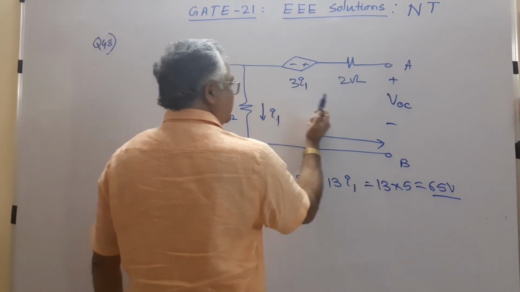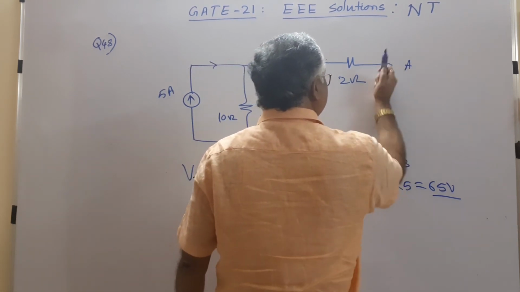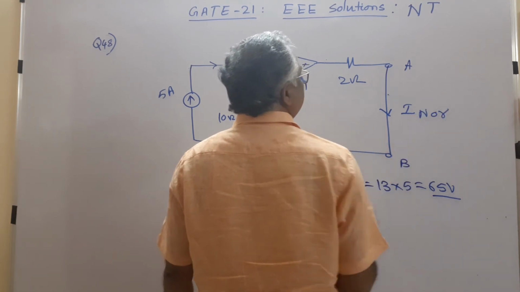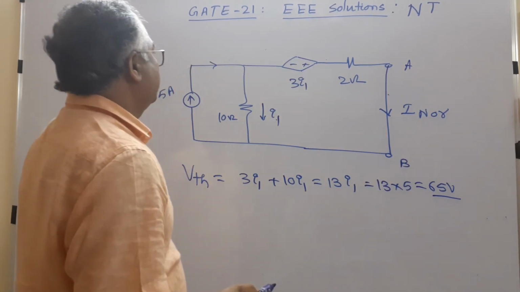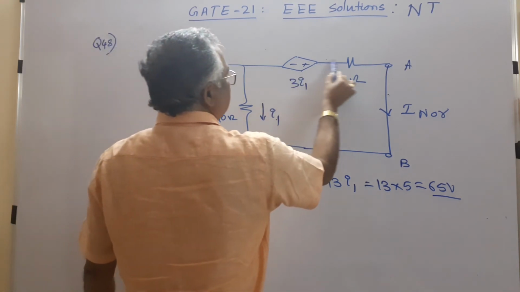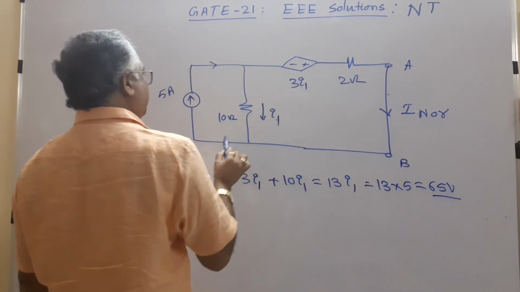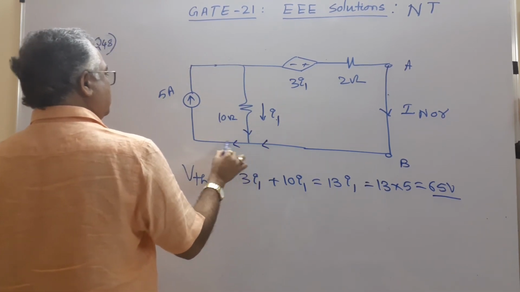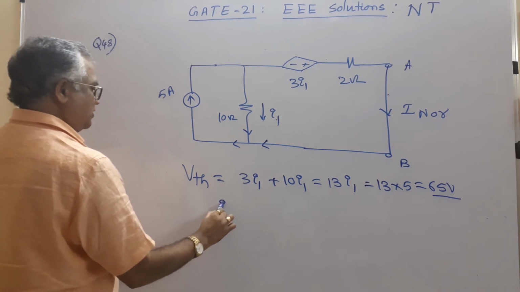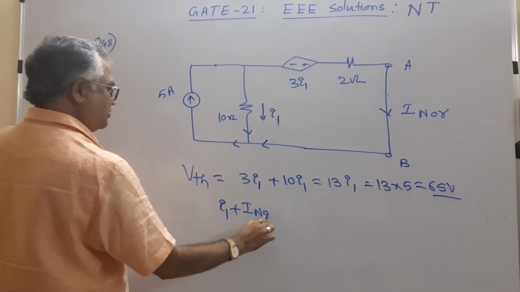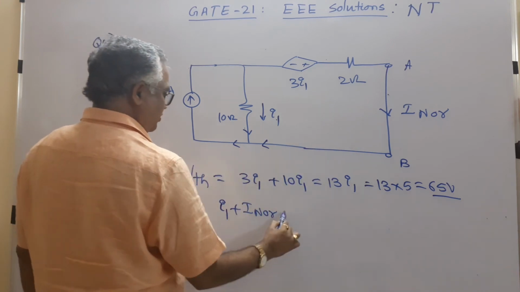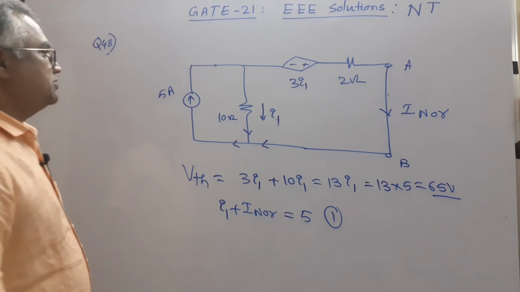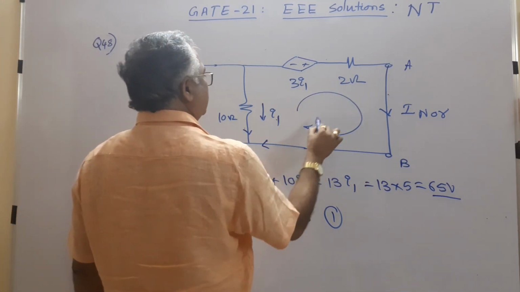Next is the short circuit current. When AB is shorted, this current is I0, the short circuit current. So when it is shorted, this current is I0 and this current I1 is already given in the problem. And this should be equal to this now. That means I1 plus I0 should be equal to 5. This is one equation.